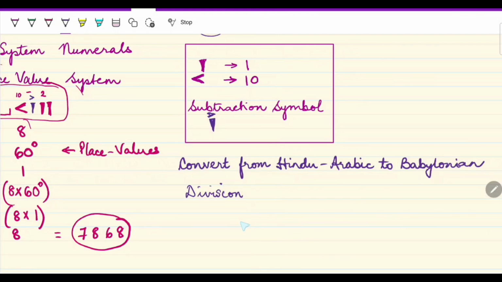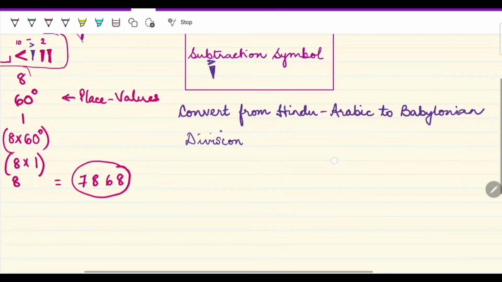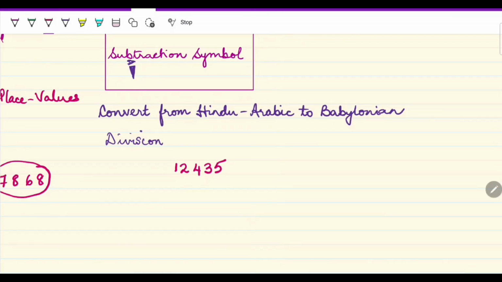So I'm going to use this number, 12,435. All right, so the number I'm going to work on to convert is 12,435. This will need to be represented in the Babylonian system of numeration. In order to start the process, we will have to divide 12435 by some of the place values in the Babylonian system.